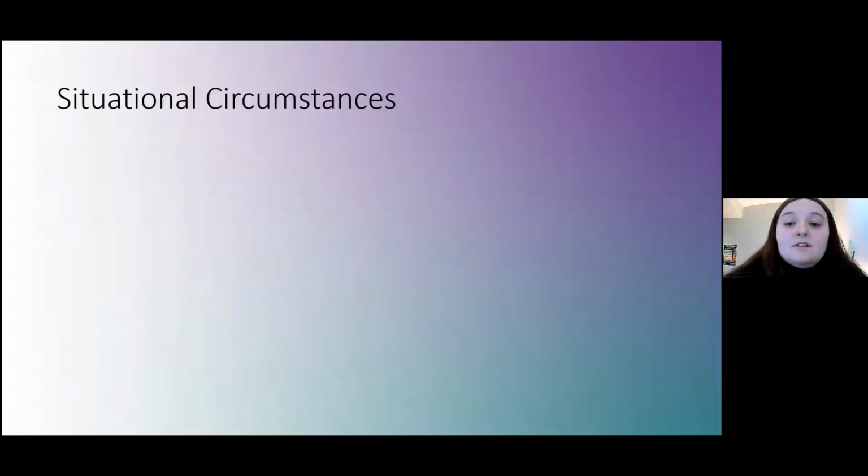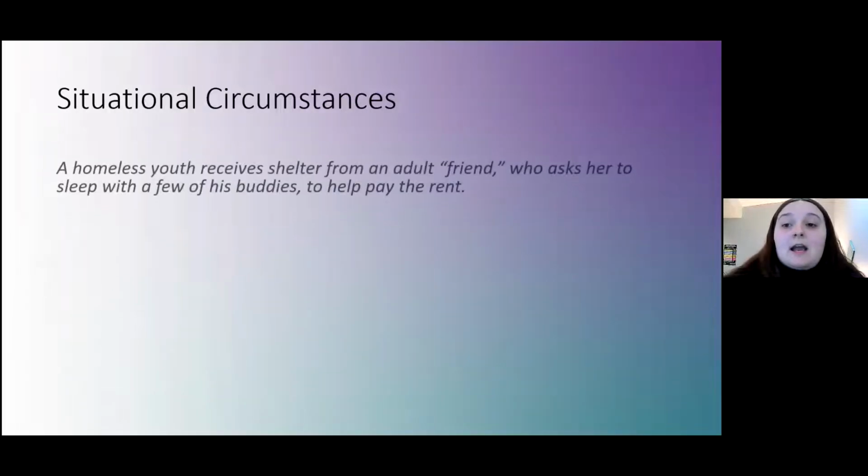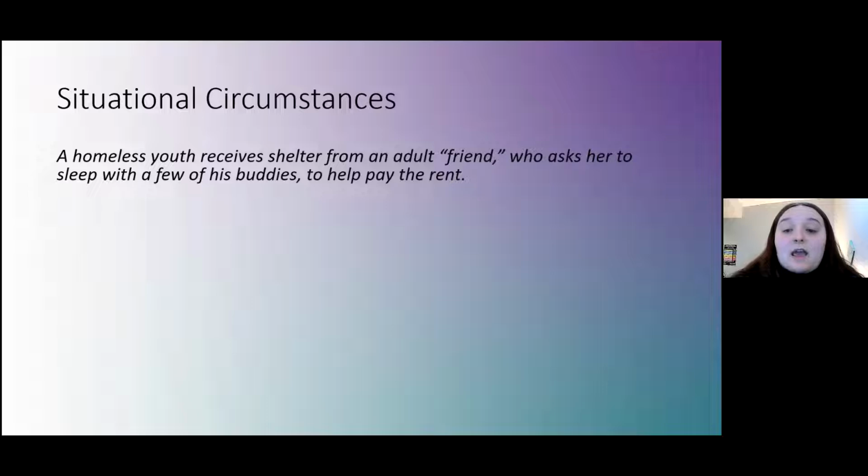So now we're going to go over some situational circumstances. So first and foremost, a homeless youth receives shelter from an adult friend who asks her to sleep with a few of his buddies to help pay the rent. So it may not always start out like this. There is a grooming and manipulation that typically happens before this.